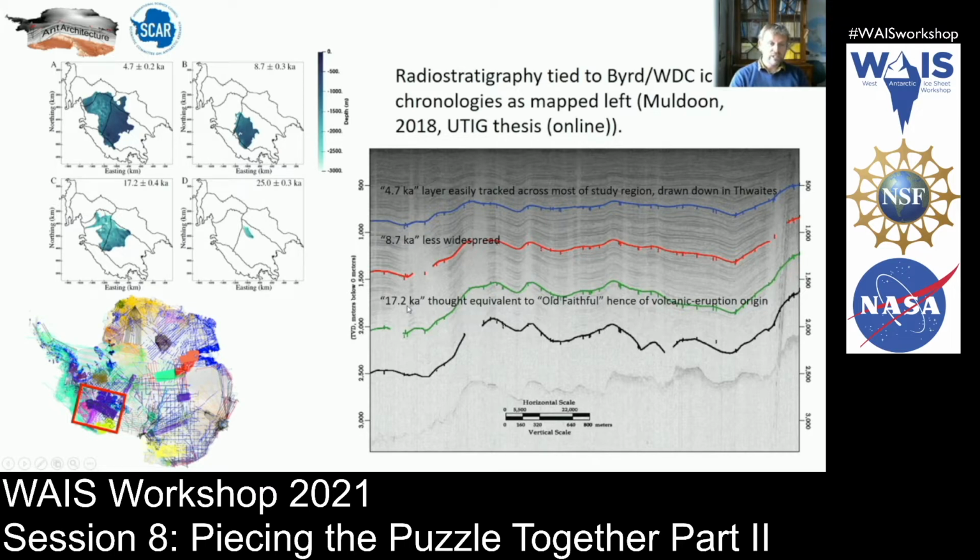They traced a 17.2 thousand year layer which links directly to what is probably well known to quite a few people in the audience, the well-known supposed Old Faithful layer that is thought to be of volcanic eruption origin. And they traced a layer at 25,000 years old, admittedly over a fairly spatially restricted area. But to my knowledge, this is the deepest radar layer that's been traced over anywhere in the West Antarctic ice sheet.